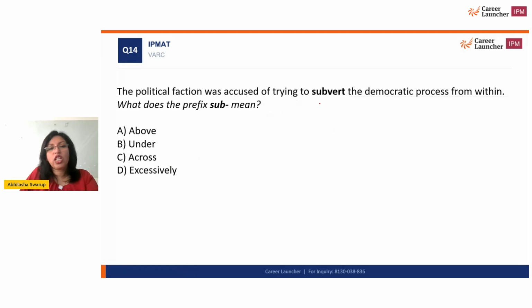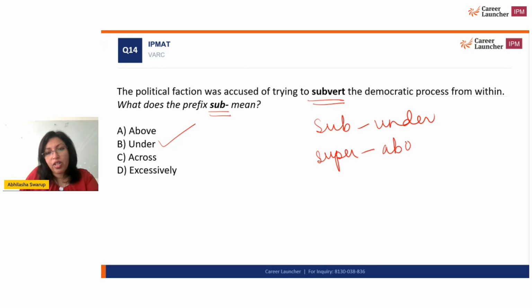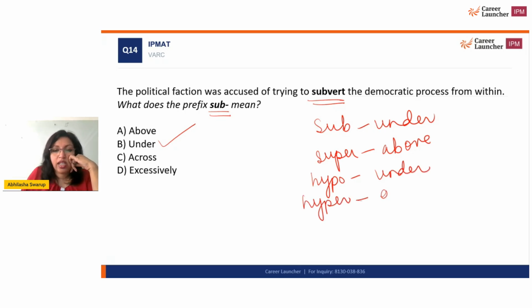The political faction was accused of trying to subvert the democratic process from within. What does the prefix sub mean? Sub means under. Remember, sub is under and super is above. Similarly, hypo is under and hyper is excess or over. Okay, so subvert is to impact or cut from under. So therefore, under is the correct answer.